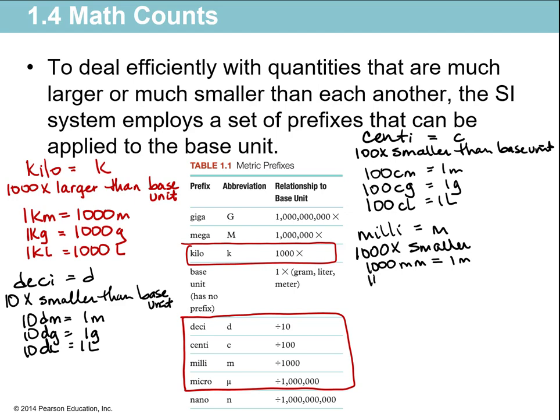1,000 milligrams to make 1 gram, and 1,000 milliliters to make a liter.